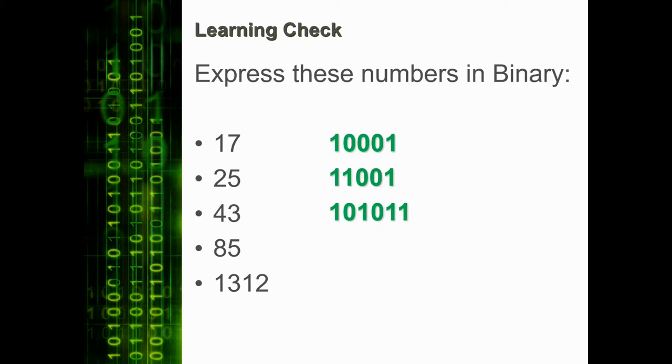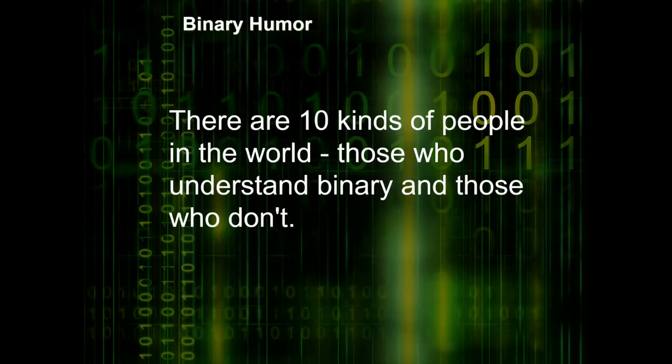43 will have the 1, 2, 8, and 32 position turned on. 85 will have the 1, 4, 16, 64 turned on. And then the 1312 will be 100100000. I can't remember what those positions are. I'd have to write those out. I'm not very good at doing this in my head, so we're going to go with that. Do you get it? If you don't get this yet, maybe go back and review the video and see what it is that you're missing.